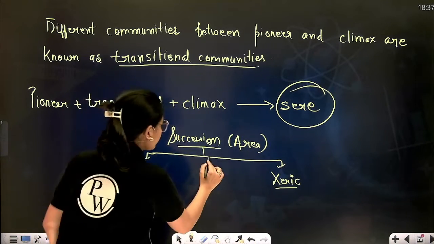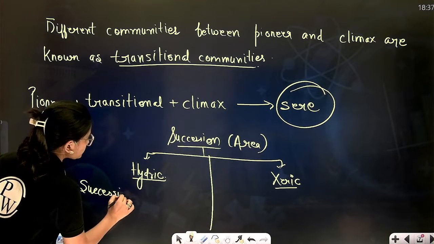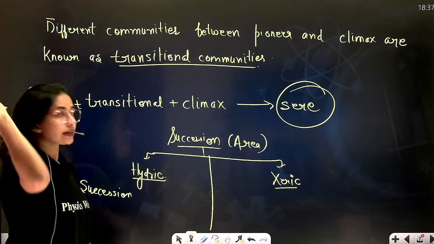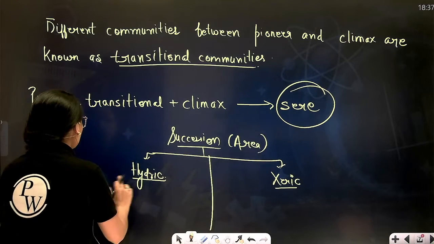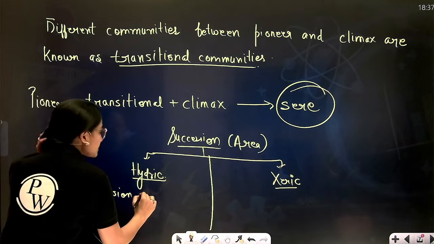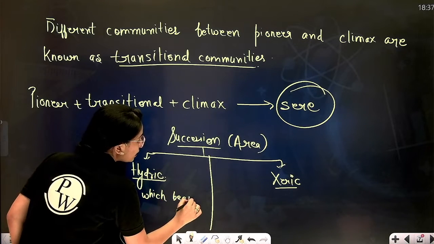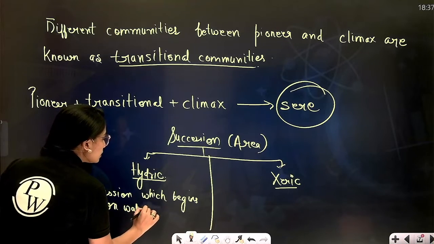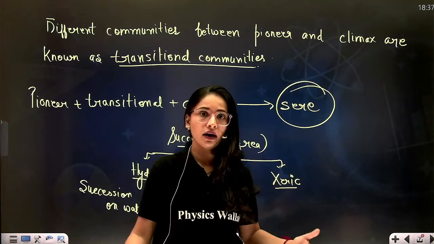So what is hydric succession? Succession which begins on water, where that means the pioneer community will first land on water, right? So what will you write? Hydric succession: succession which begins on water, correct? And xeric is actually a too dry area.